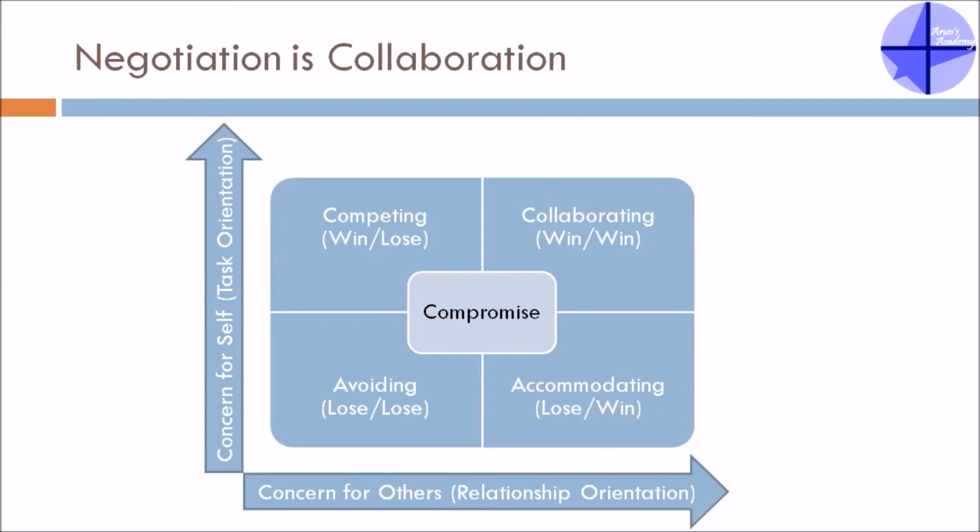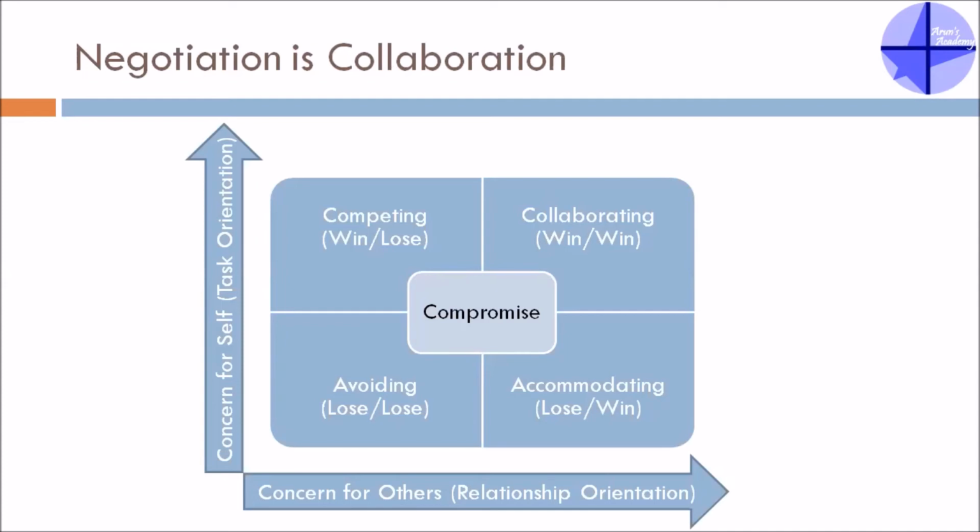If task and relationship orientation is somewhere in between, you end up in a compromise. That is, both the parties end up giving up on some things which are important to them. I said negotiation is collaboration. So what is collaborating strategy? That means you win, I win.